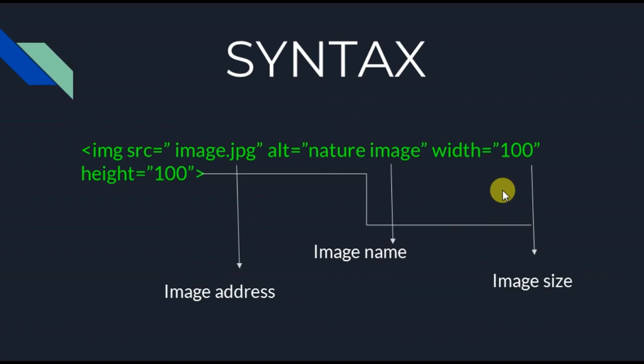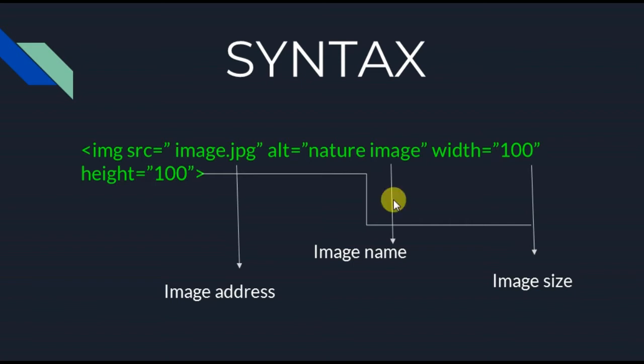Now see, what is the working of this tag in our web page? Basically, this tag is used to display an image in our web pages. Suppose I want to display an image in our web page, so I will use this tag. Now see, this tag has 4 attributes. The first is the source attribute, the second is the alt attribute, and the third and fourth are the width and height attributes. Now let's see each attribute one by one.